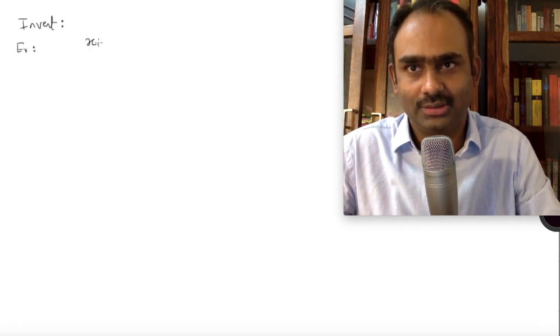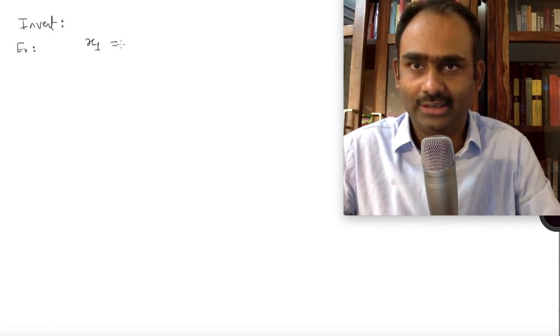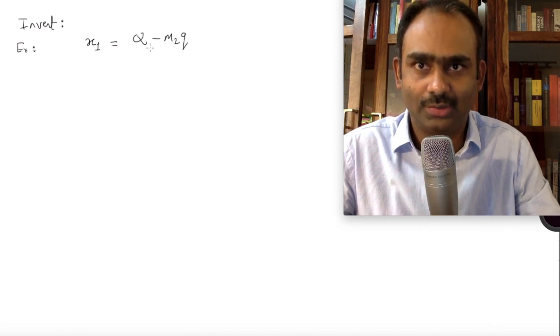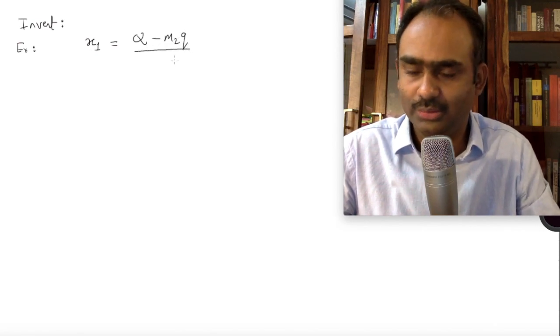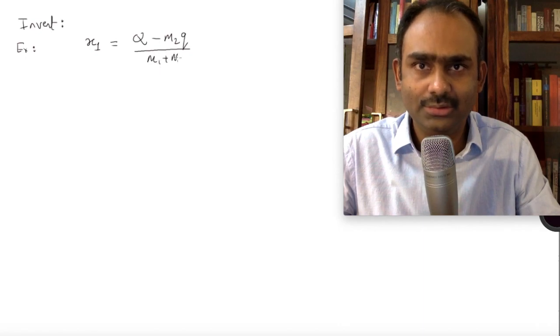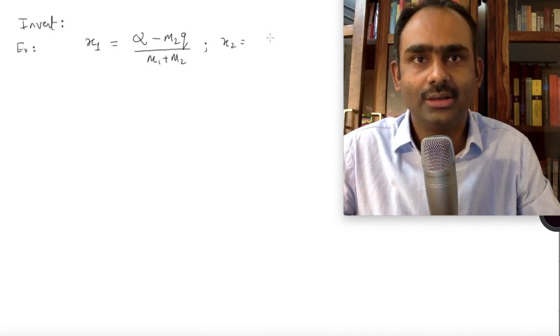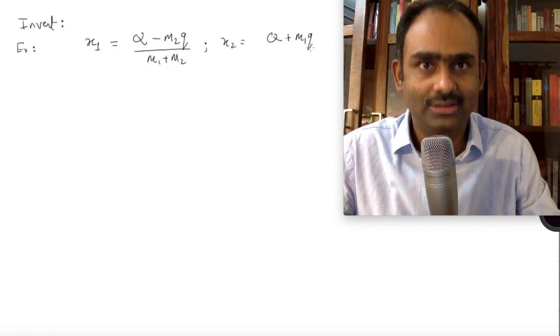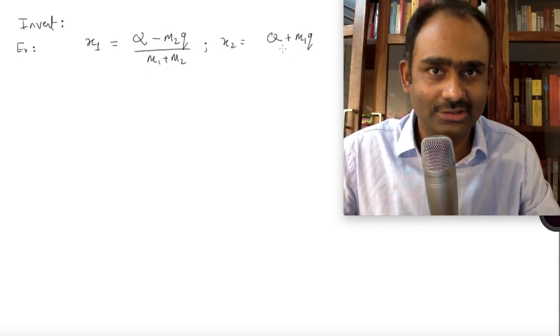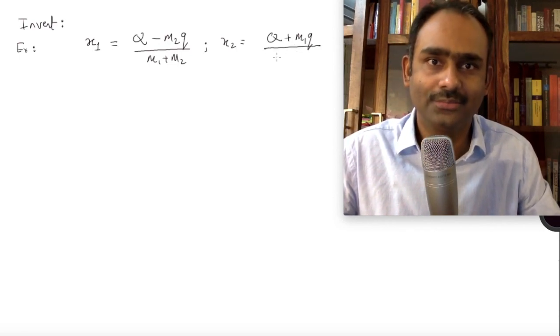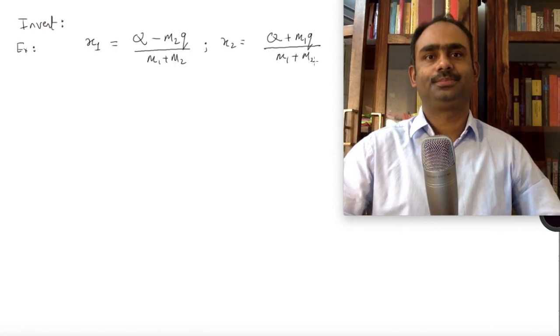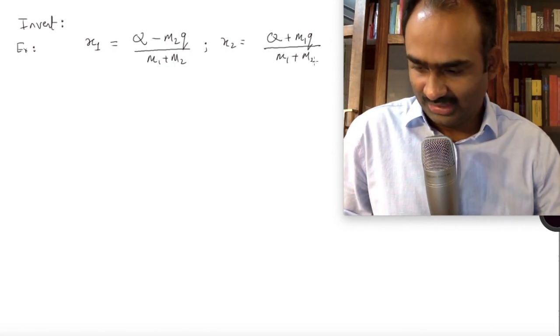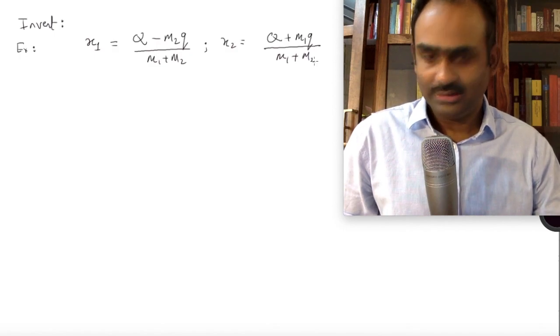So you get x1 is capital Q minus m2 small q over m1 plus m2. And your x2 turns out to be capital Q plus m1 small q over m1 plus m2. Okay, so that should be easy.